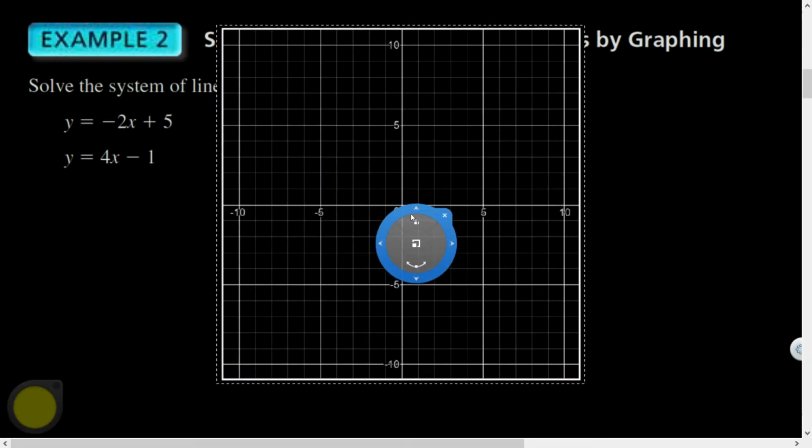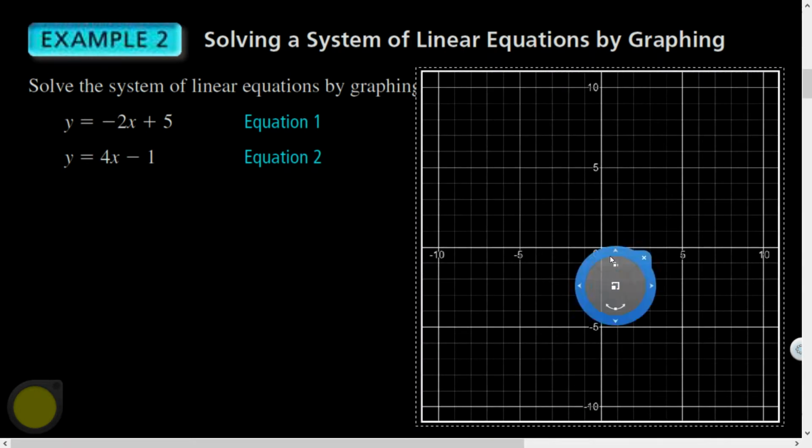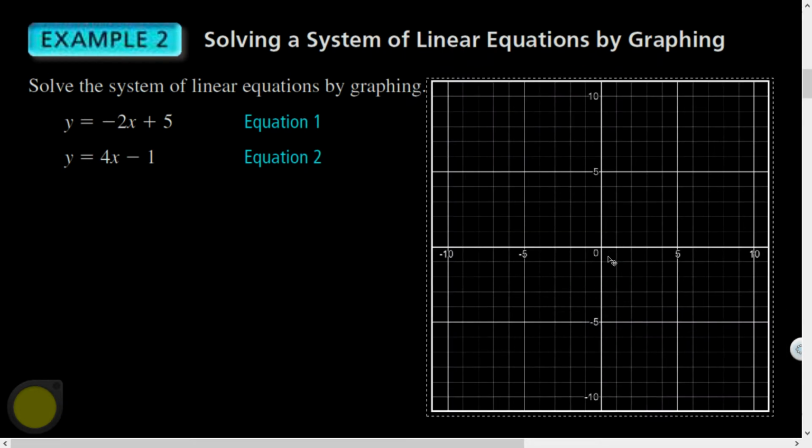Gentlemen, we're talking about math right now. If you have a question, comment, observation, please participate.